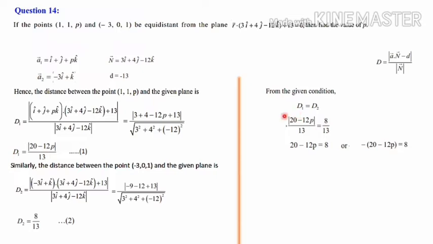Since the modulus is there, we have two options. Either the inside value can be positive or the inside value can be negative. If it is positive, 20 minus 12p will come. If it is negative, minus of 20 minus 12p will come.